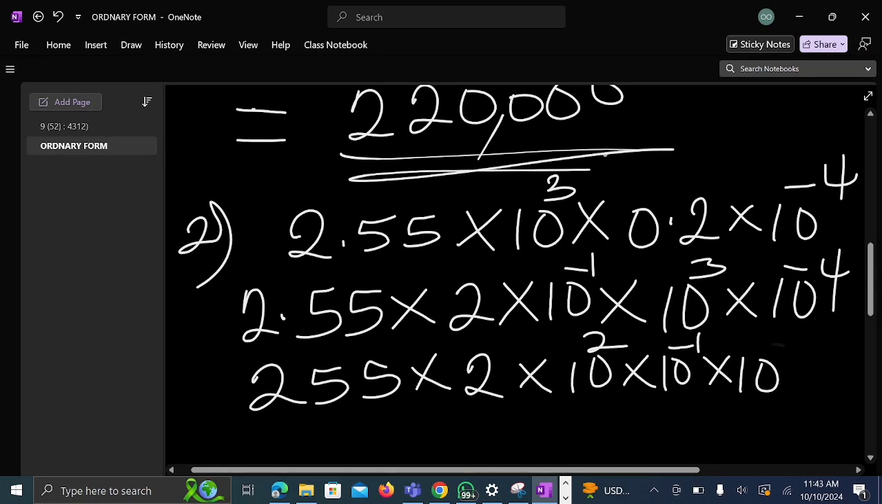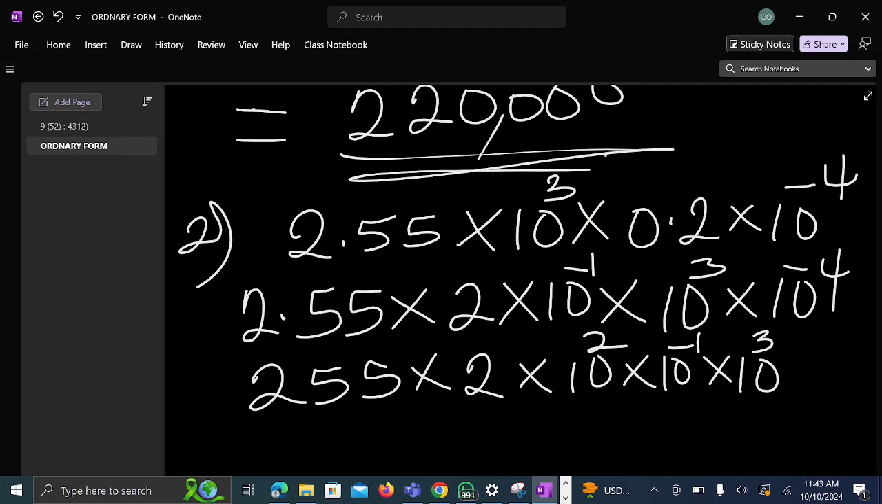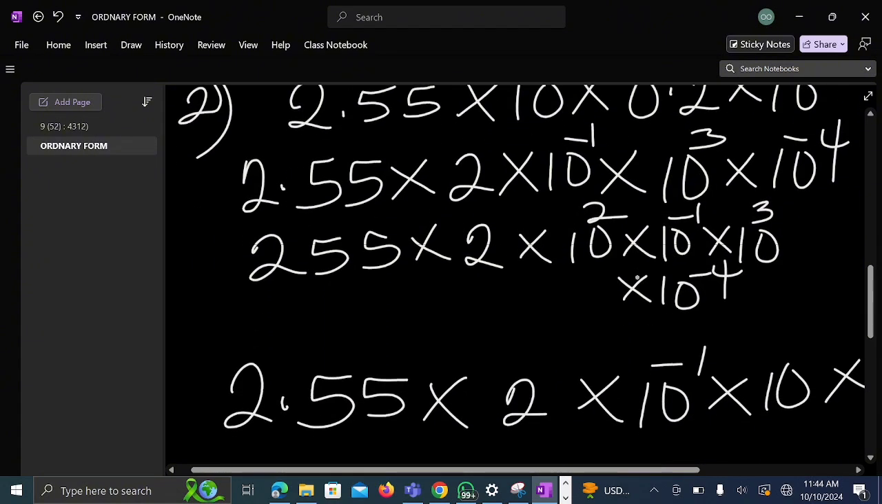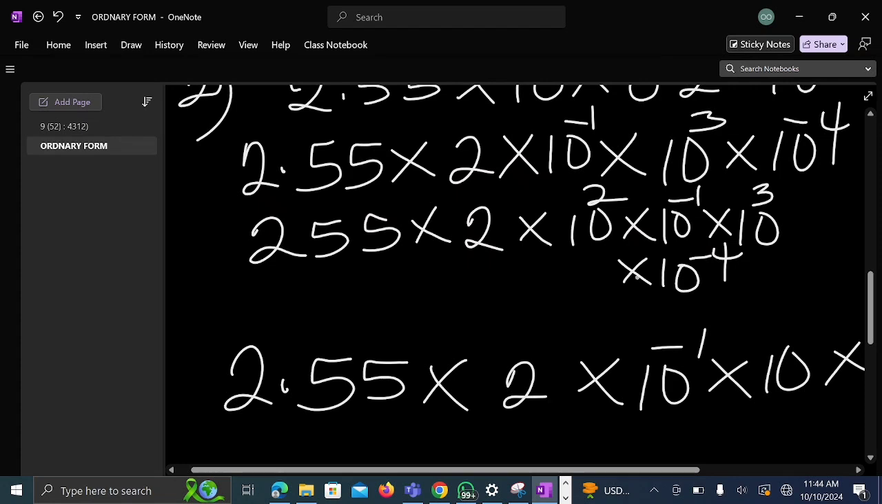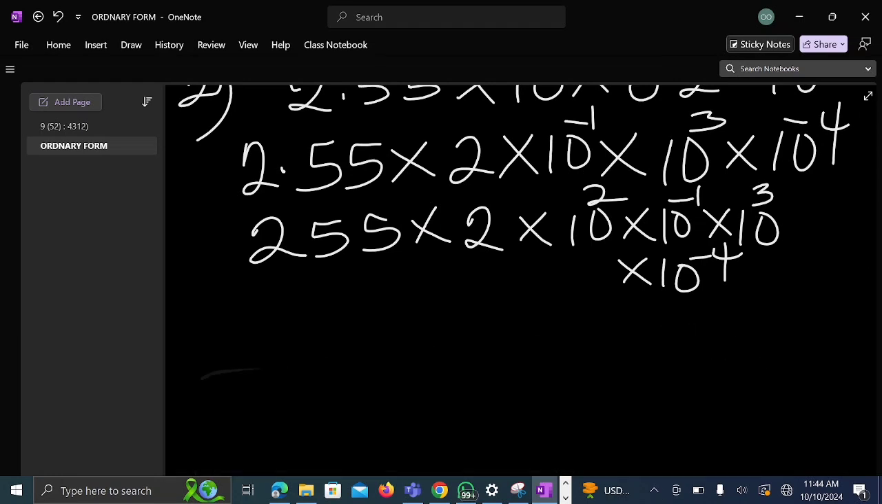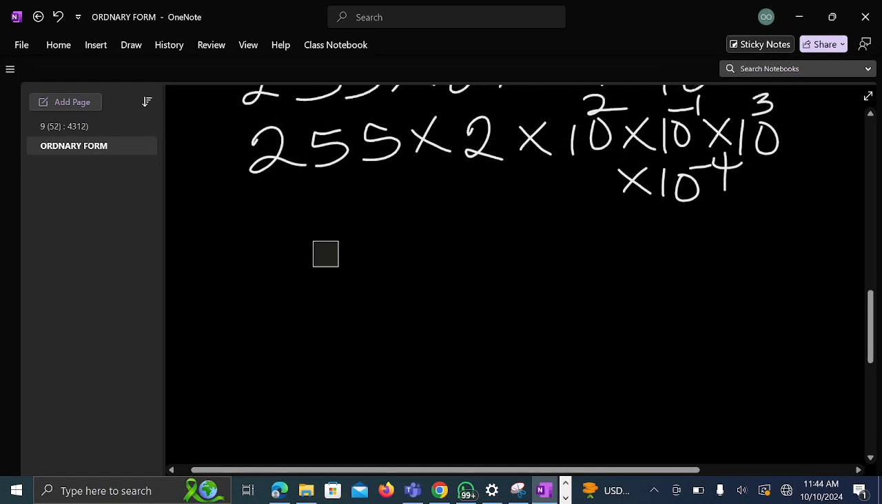times 10 to the power of 3, then times 10 to the power of negative 4. So everything, I have to write it down so that I won't lose track, so let me clear off what I have here. So what do I have now? Multiplying the numbers, what do you have?